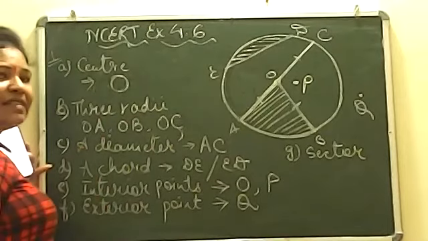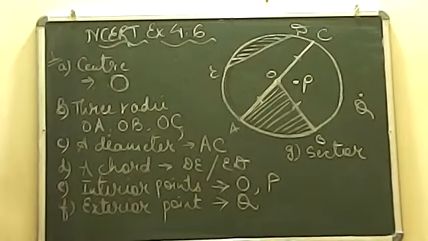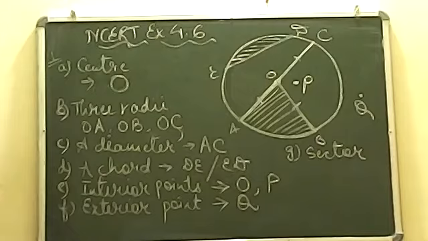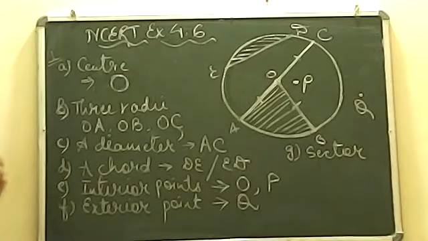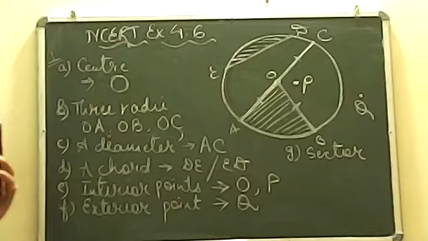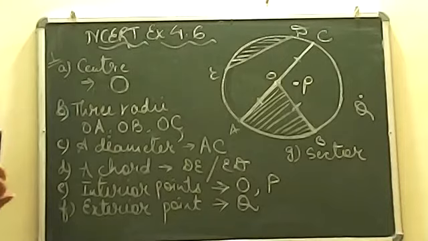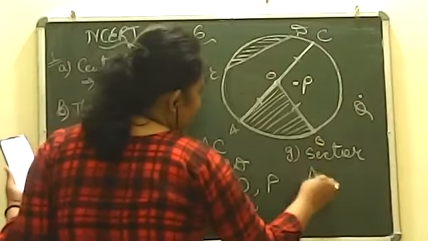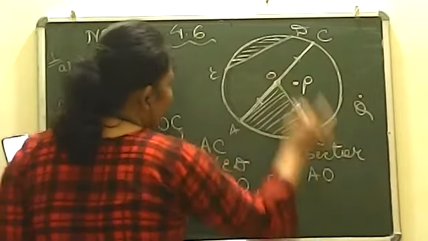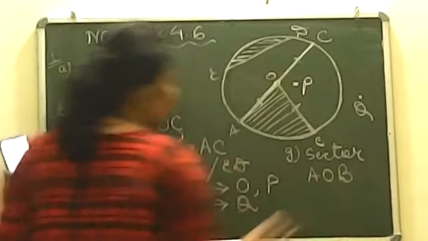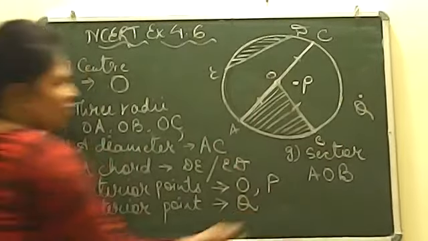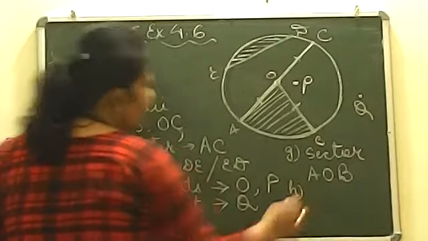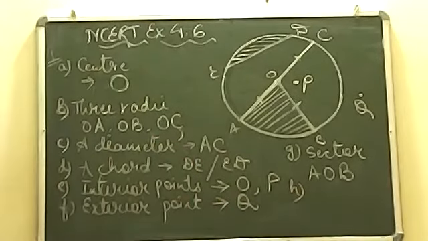And this is minor sector or a major sector. Can you all tell me please? This is a minor sector or a major sector. Can you please tell me? How much portion it is covering? It is covering less than half or more than half? Yes, correct answer. This is a minor sector, my dear. And what will be the name? The name will be AOB. So here we have sector AOB. Question number G, the answer will be sector AOB.